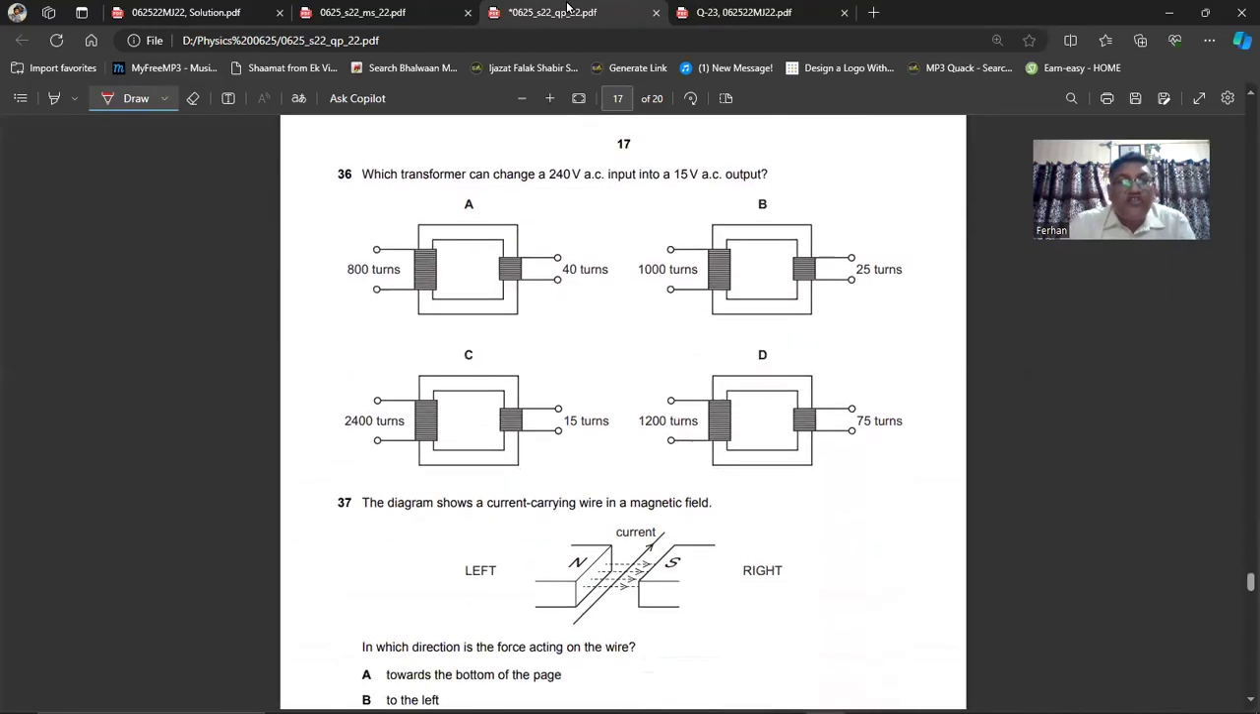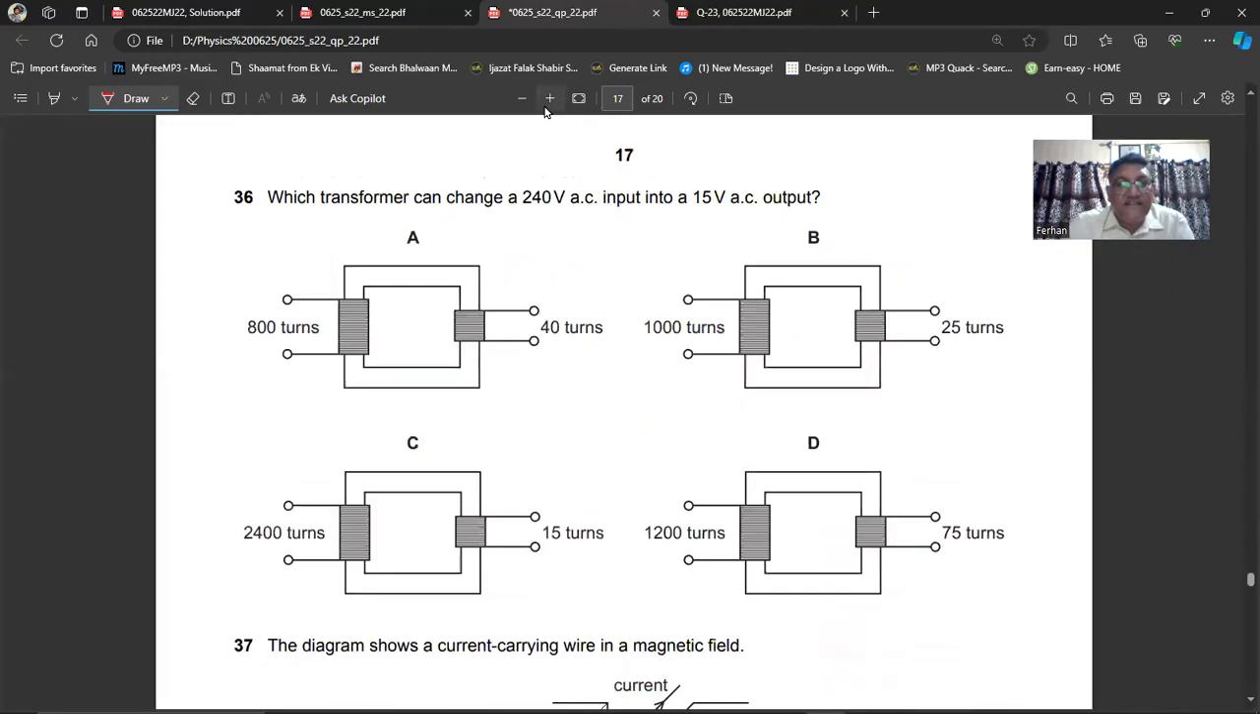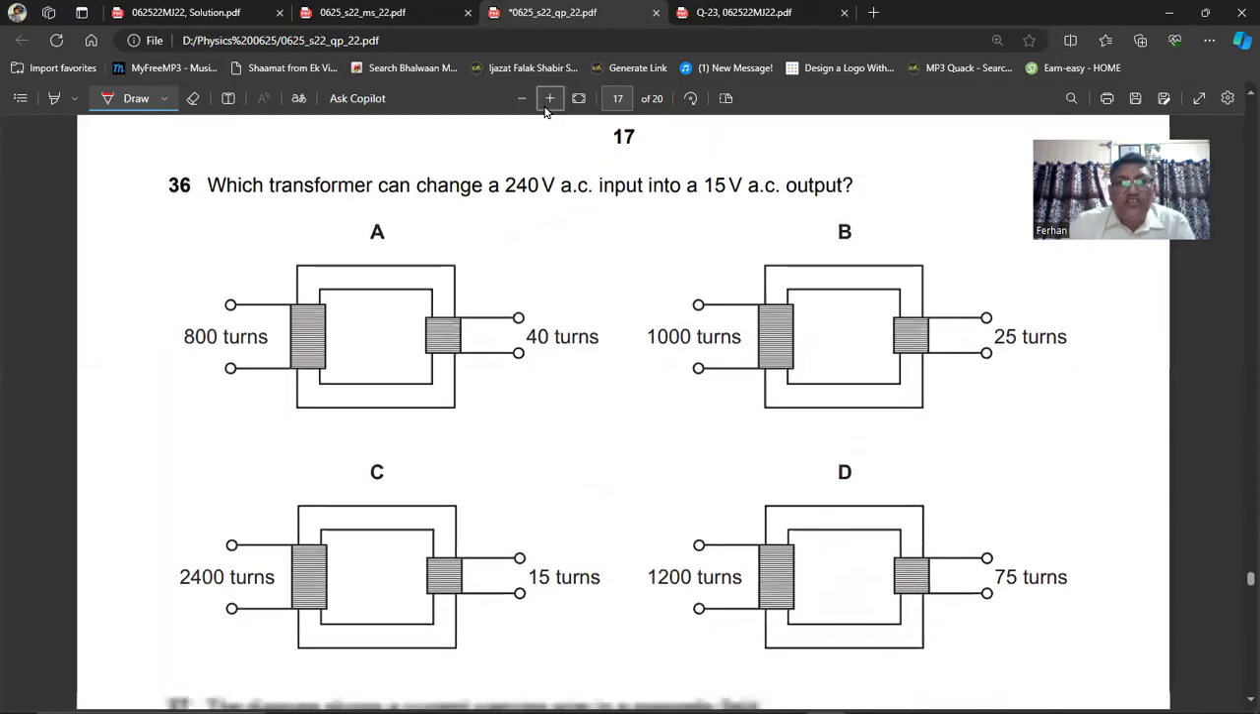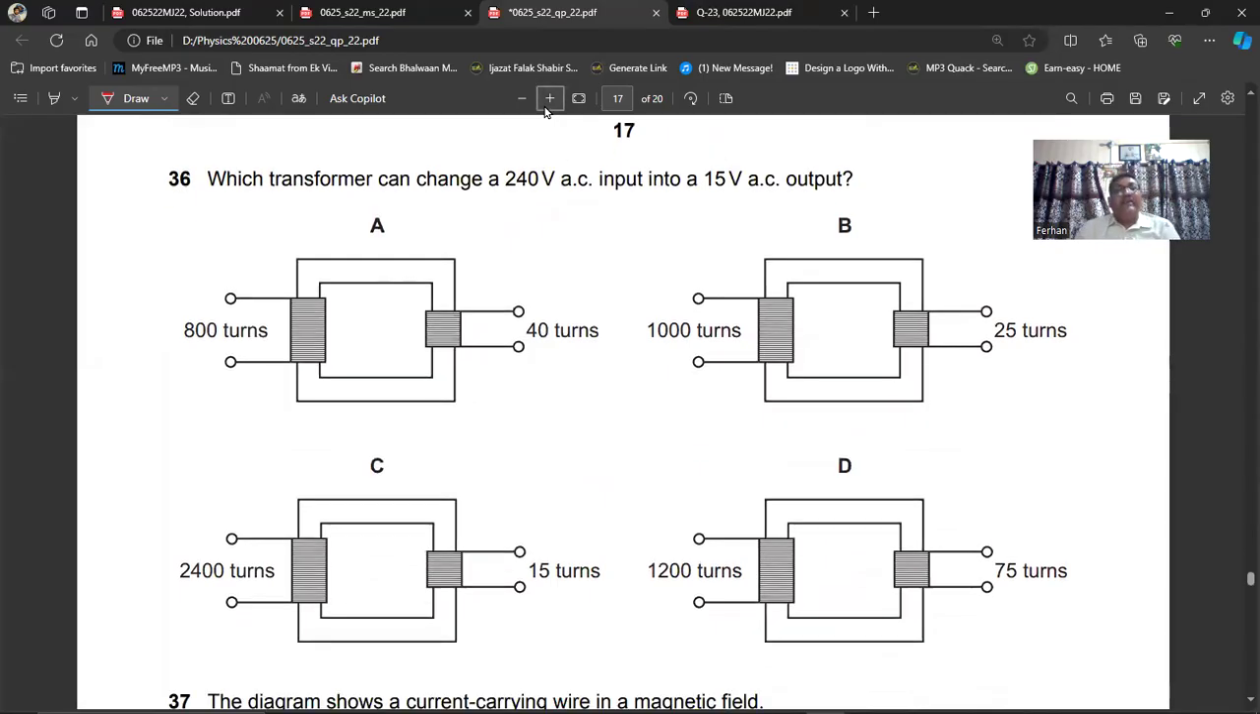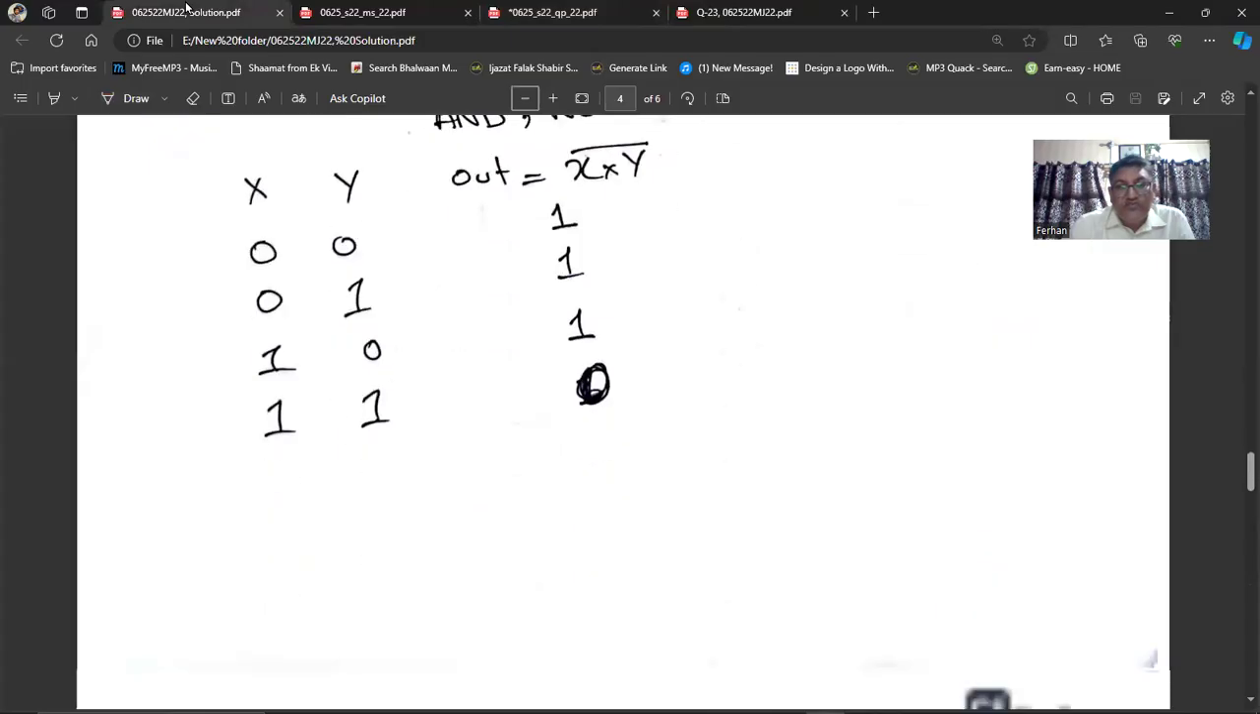Question number 36. It says, which transformer can change a 240 volt AC input into a 15 volt AC output? So we are looking for a step down transformer. The ratio of the voltages is equal to the ratio of the turns. So Vs by Vp is equal to Ns by Np. Let me show you.